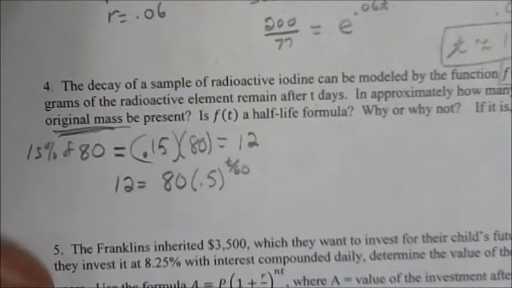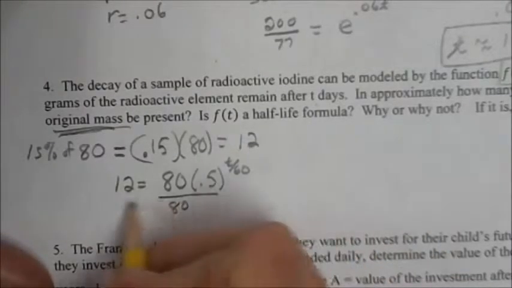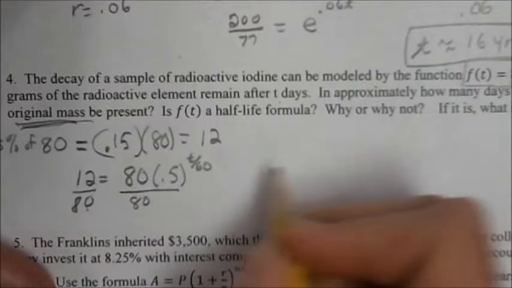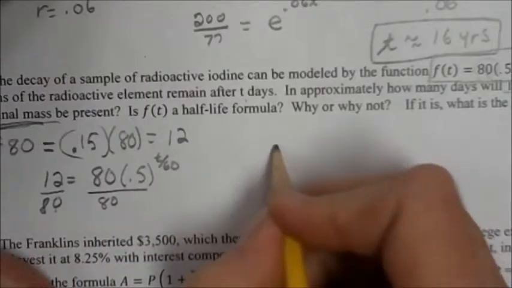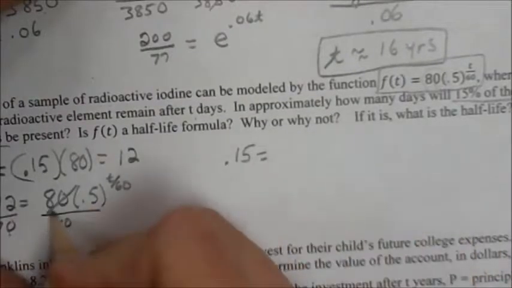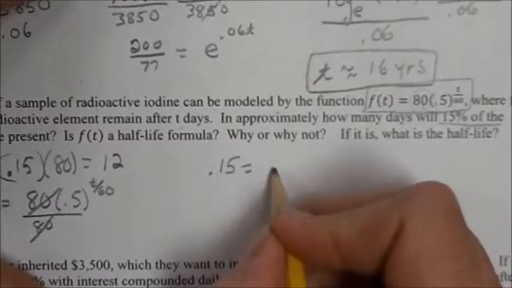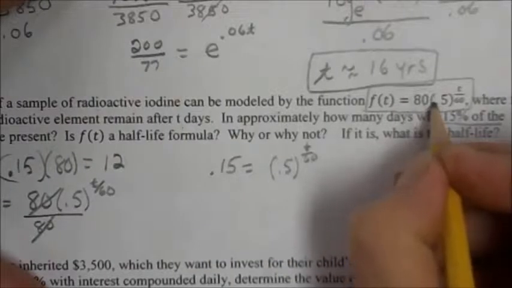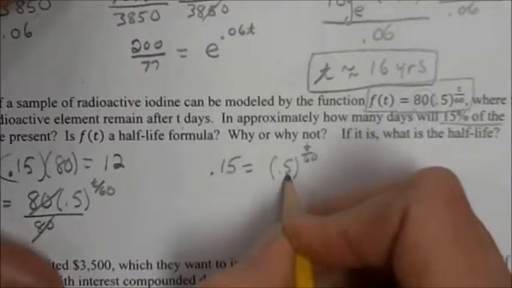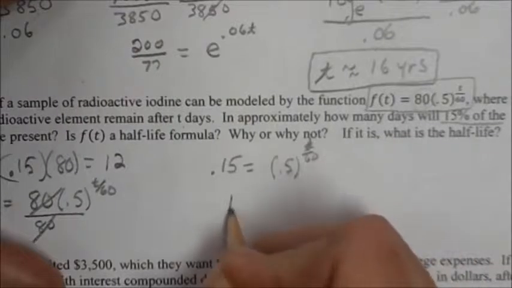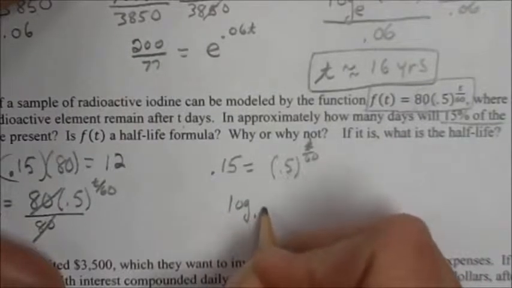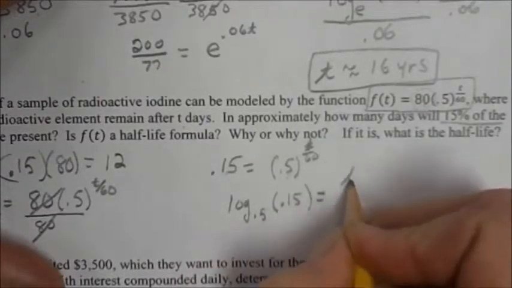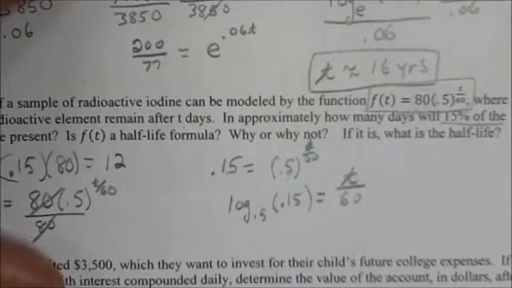from the original problem. We're going to divide both sides by 80. 12 over 80 magically turns into 0.15. 0.15 equals 0.5 to the power of t over 60. This is a log problem because the variable is in the exponent. This log has a base of 0.5 of 0.15, and that's equal to the exponent t over 60.